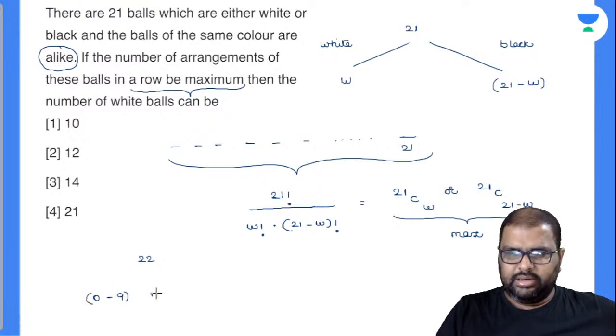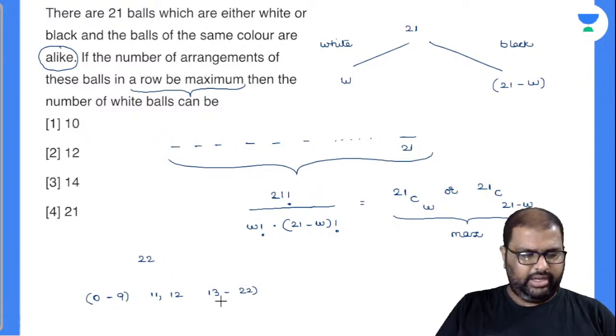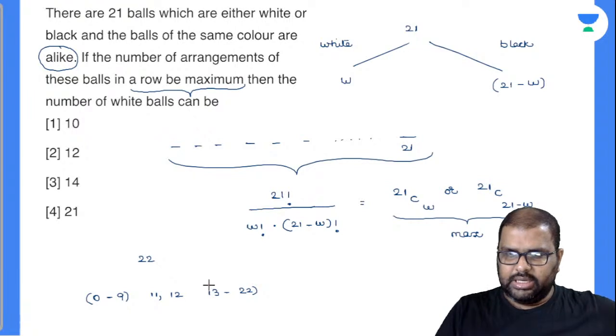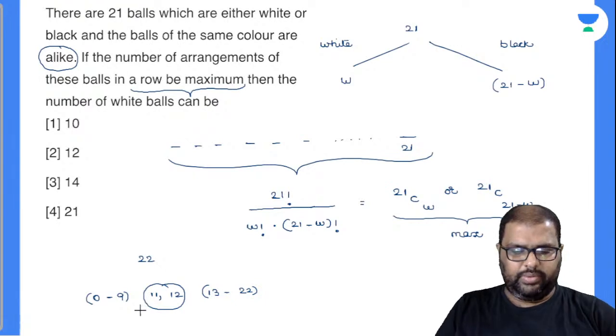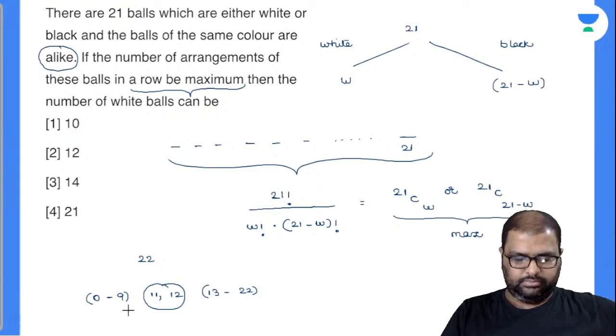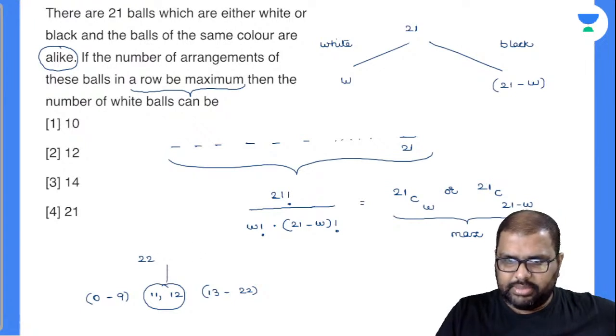So this is 11, this is 12. Now 13 to 22, again 10 terms. Check once: 13, 14, 15, 16, 17, 18, 19, 20, 21, 22. Yes. So see here, I have divided these 22 terms into 10 each, and the middlemost terms are 11 and 12. Am I right or wrong? Yes or no? And these are your maximum values.